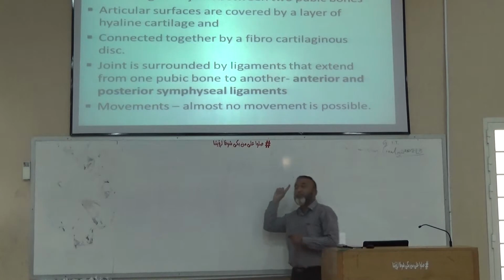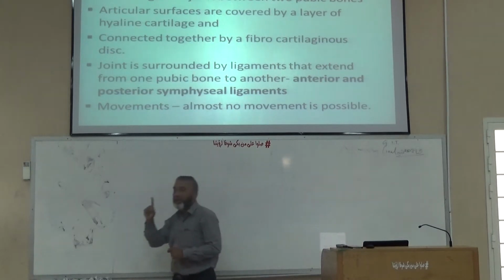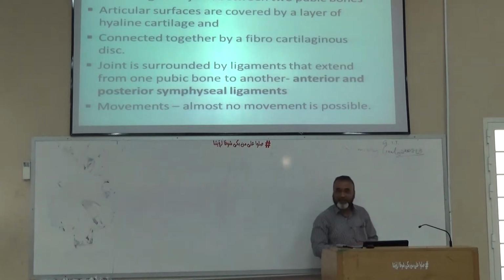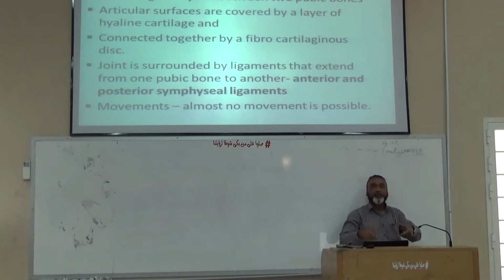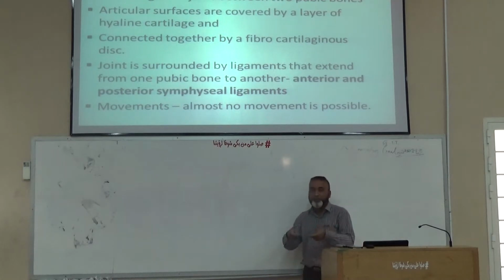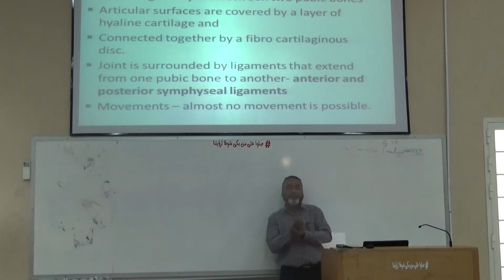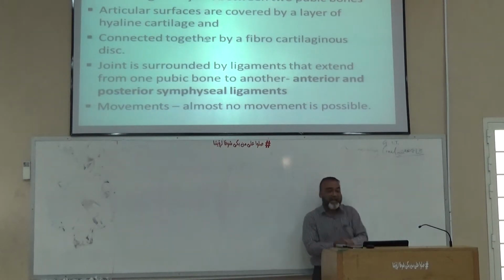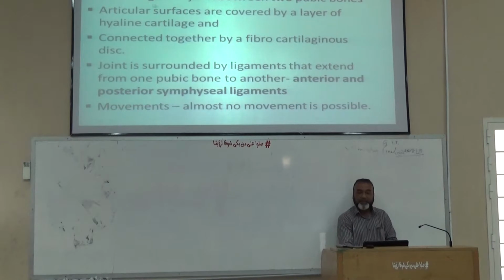So this was the sacroiliac joint. Then we come to the second type of joint, which is the pubic symphysis. As we know, it lies anteriorly between the two pubic bones, and it is a joint where two types of cartilages are present. When the two bones are articulating, this area is surrounded by hyaline cartilage. You can see the articular surface is covered by hyaline cartilage.